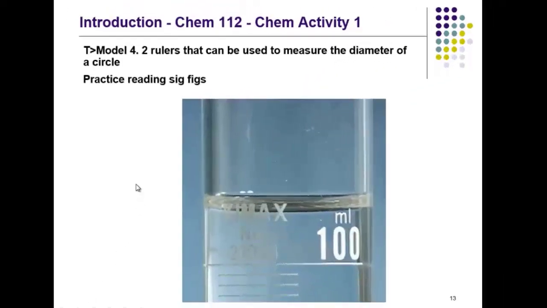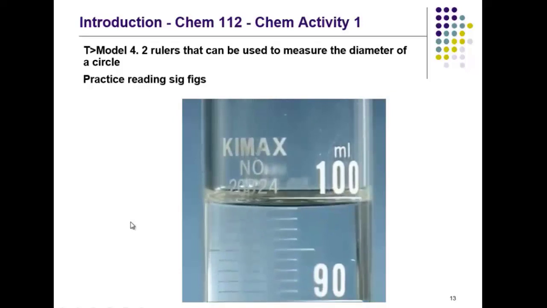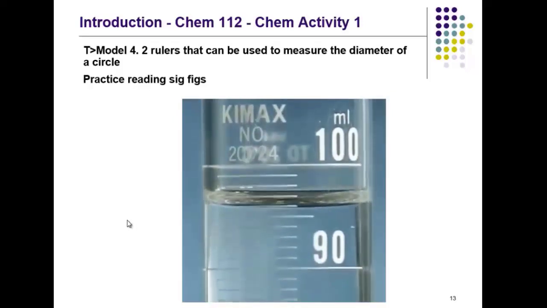The following is a video of a liquid draining from a 100 ml graduated cylinder. The video will pause at a particular volume. Please record the volume to the correct number of significant figures using the principles we discussed in the ruler measurement. Remember to read at the bottom of the meniscus.